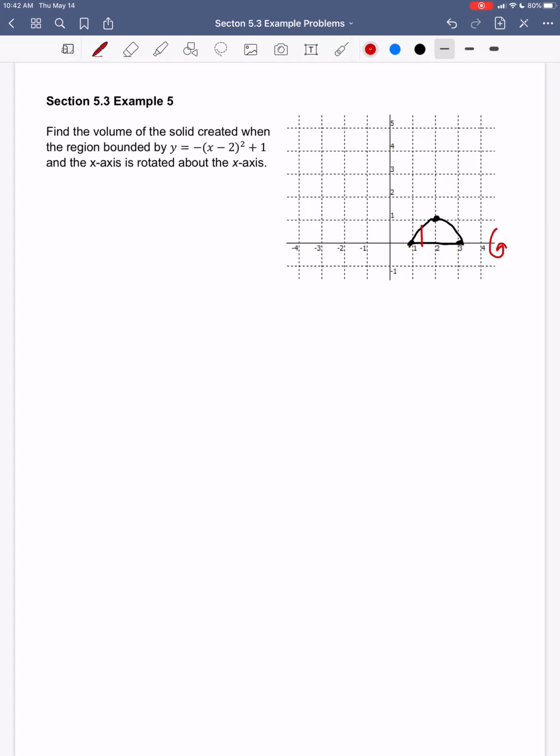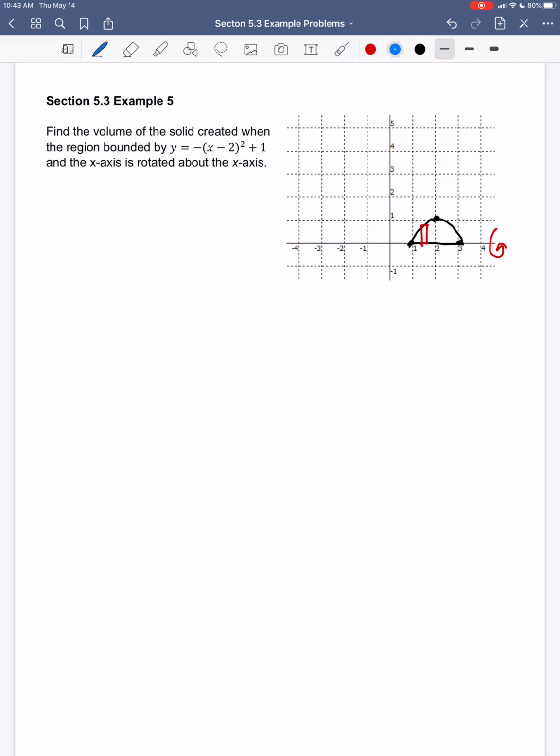I'm still going to want to use a vertical rectangle, because with a horizontal rectangle, the right and the left endpoints would be on the same function. With this vertical rectangle, my top is along the parabola and the bottom is along the x-axis, which is y equals 0. So when I rotate this now, since it's perpendicular to the axis of rotation, it's going to be a disk or a washer. In this case, the bottom of the rectangle stays along the axis of rotation, so I don't have an inner radius here. So it's really just a disk. I don't get a washer here.